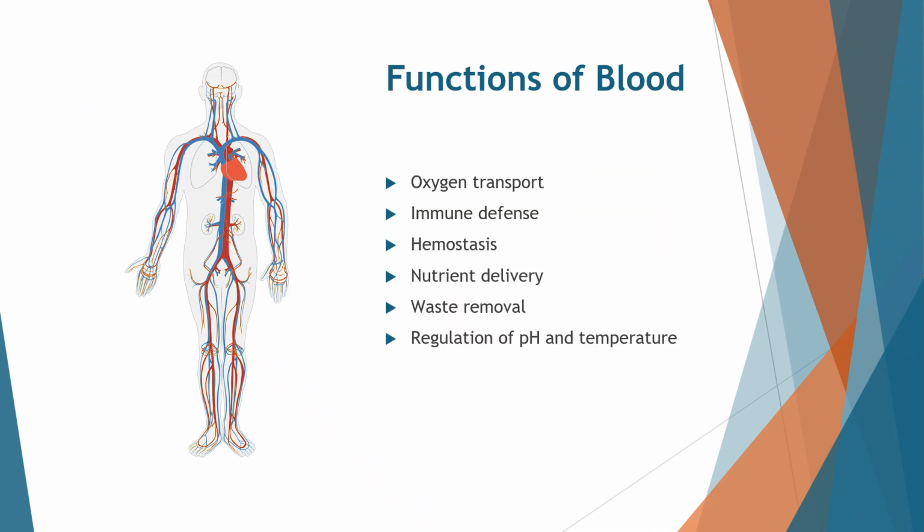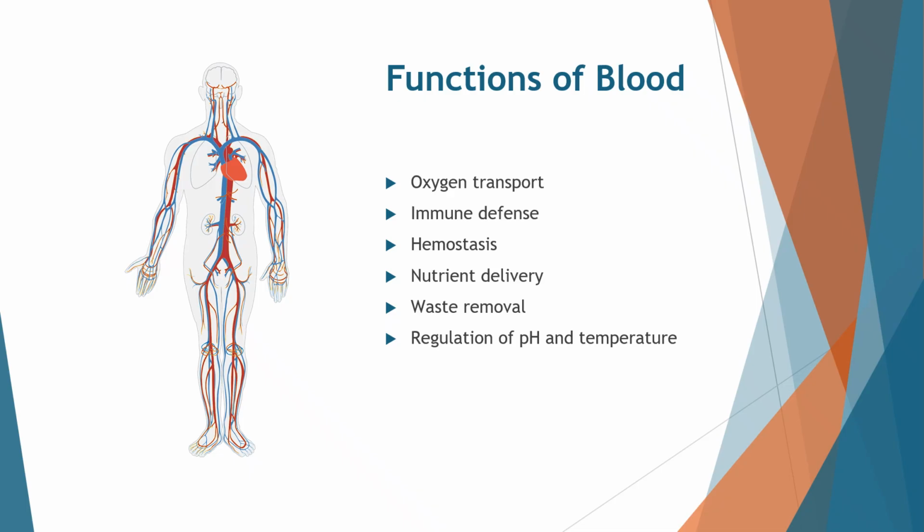Now let's talk about why blood matters functionally. Blood has several major roles, and every one of them shows up in laboratory testing. First, oxygen transport. Red blood cells carry oxygen using hemoglobin, delivering it to tissues that depend on aerobic metabolism. When this system fails, tissues suffer quickly, which is why anemia shows clinical symptoms so fast.